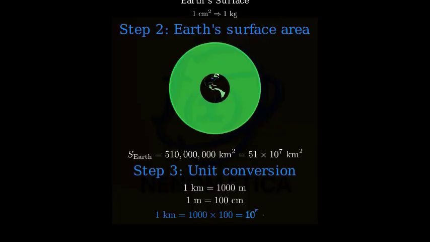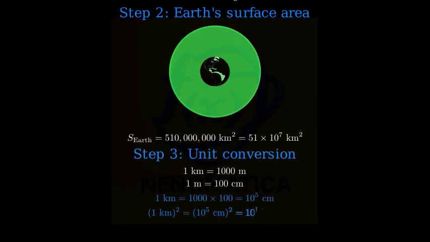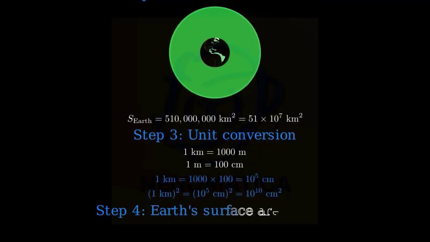So 1 kilometer equals 1,000 times 100, which is 100,000 centimeters. For area conversion, we square these values. So 1 square kilometer equals 10 to the 10th power square centimeters. Step 4. Calculating the Earth's total surface area in square centimeters.